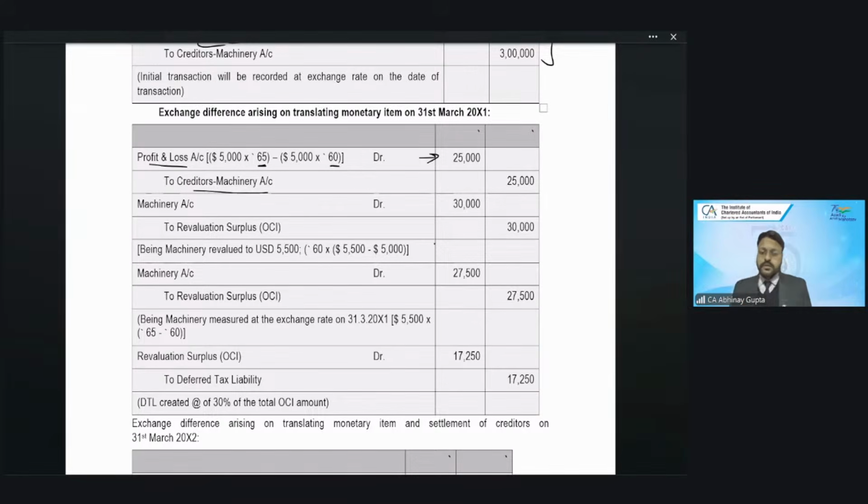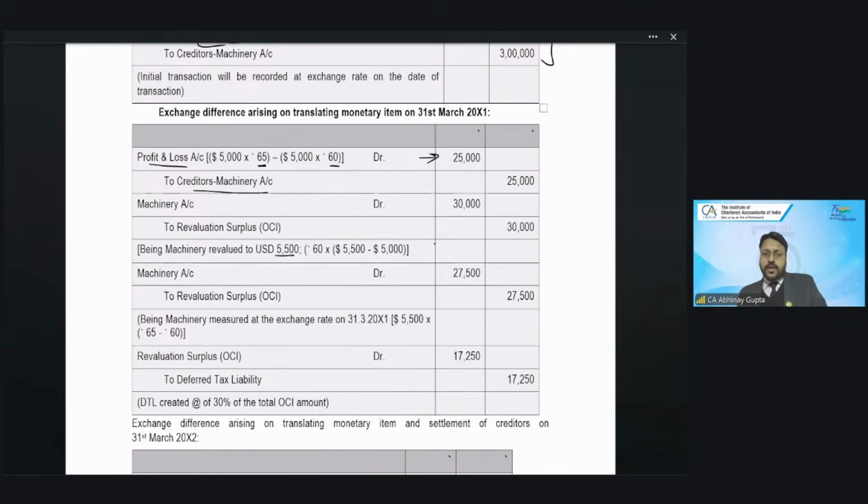So this is the creditor reinstatement on the closing date. Creditor is my monetary asset, yes, or monetary liability, yes or no? Yes, sir. So I need to reinstate. So I have reinstated that. Now, for the machinery to be revalued, 5,500 is the new value of the machinery, right? While the old value was 5,000. So $500 is the increase in the value of the machinery itself, correct?